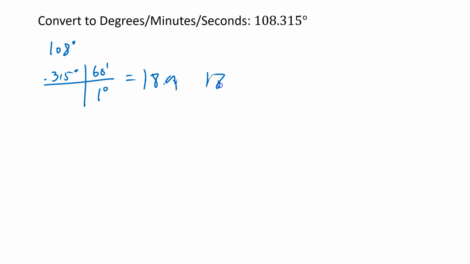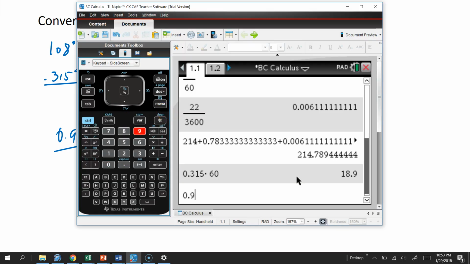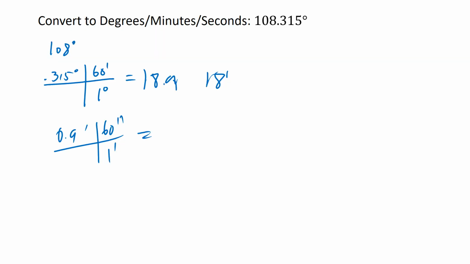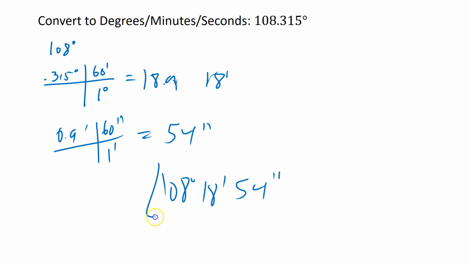So we've got 18 minutes. Now we have to change that 0.9 minutes to seconds. So 1 minute is 60 seconds. So do 0.9 times 60. I think that's going to be 54. Yep, 54. I knew that because 1/10 of 60 is 6, and this is 1/10 short of 60, so 54 seconds. So we have 108 degrees, 18 minutes, 54 seconds. There we go. All right, so not too bad there.